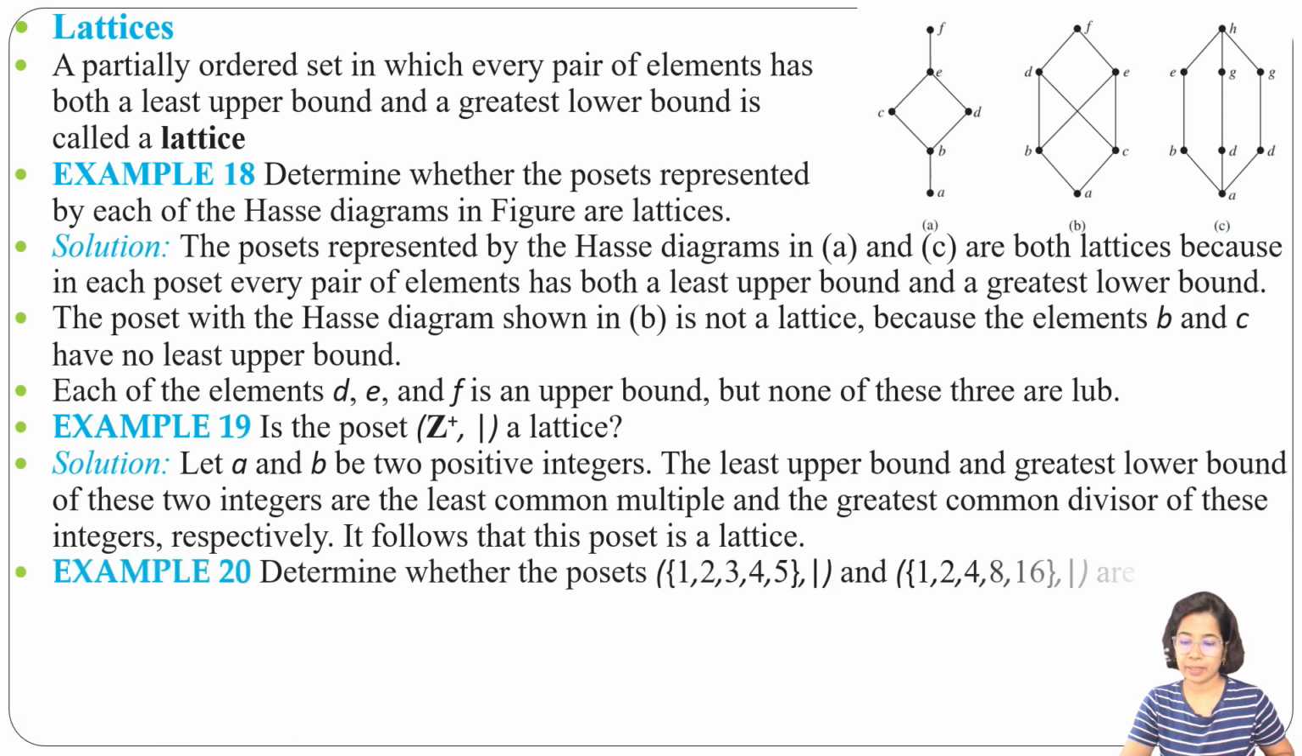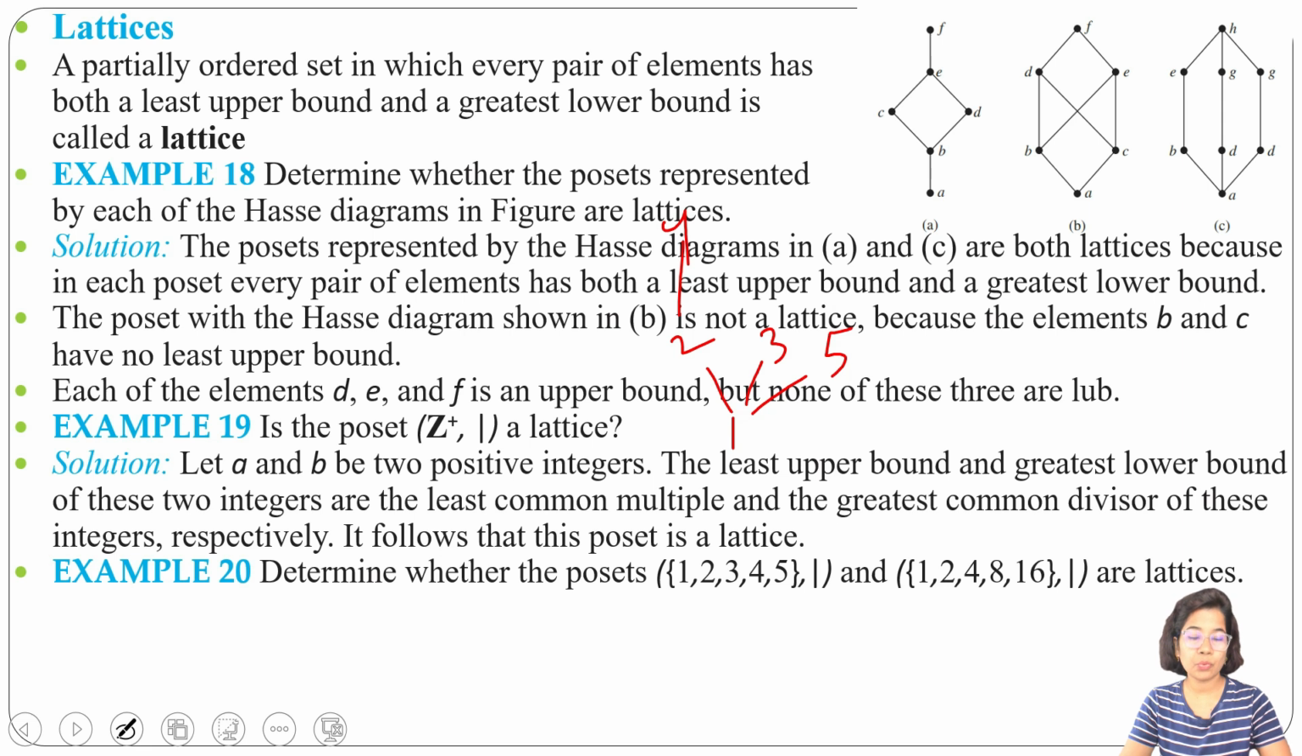Next example 20. Determine whether the posets {1, 2, 3, 4, 5} with relation division and {1, 2, 4, 8, 16} with relation division are lattices. So here the Hasse diagram is not given, just the poset is given. I prefer to draw the Hasse diagram for better clarity. Now for 1, 2, 3, 4, 5: 2 is divisible by 1, 3 is divisible by 1, 4 is divisible by 2, 5 is divisible by 1. So this is the Hasse diagram.